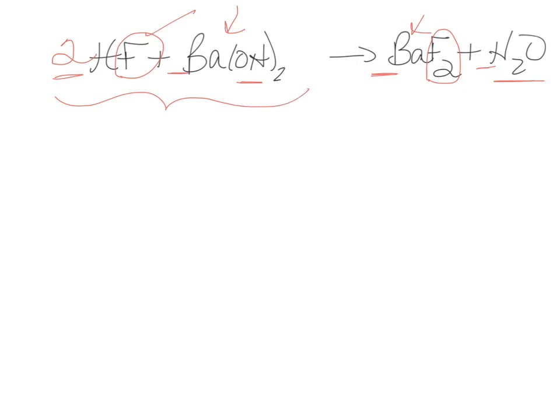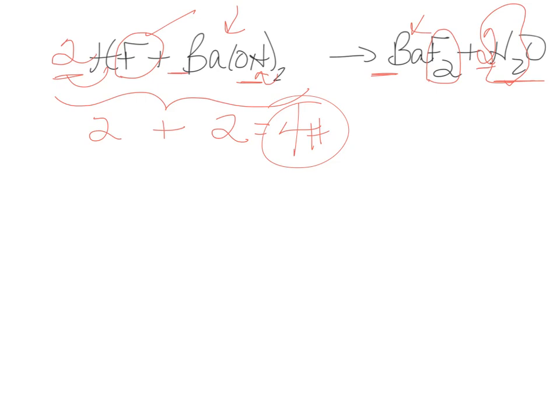How many hydrogen do I have on the reactant side? Well, I have 2 from the HF, and I have 2 more from the barium hydroxide. So I have a total of 4 hydrogen on the reactant side. How many do I have on the product side? So far, just 2. How do I get 4 hydrogen in the product? By putting a 2 in front of H2O. So the reaction's balanced. Now I need to decide on solubilities.